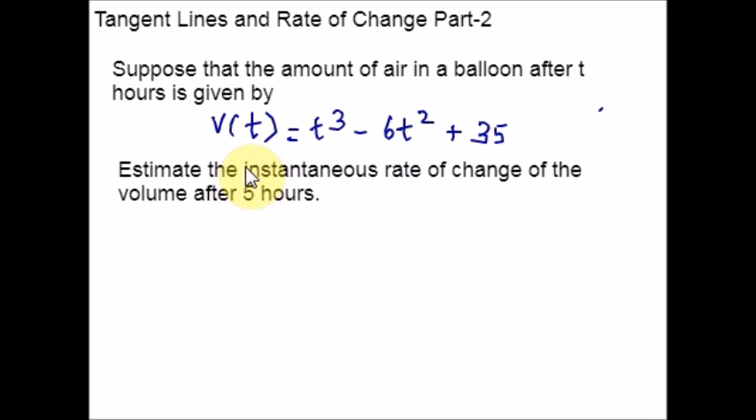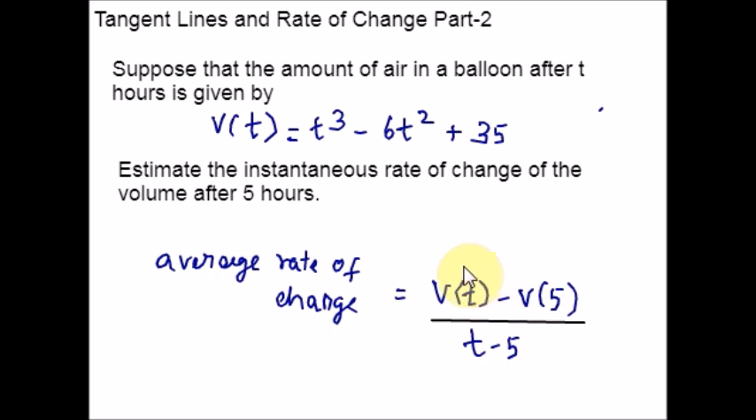The first thing that we need to do is to get a formula for the average rate of change of the volume. So in this case, I'm just implementing the average rate of change formula for this problem. This problem is dealing with volume, so this is what I have written for the function V of t: V of t minus V of 5, divided by t minus 5.